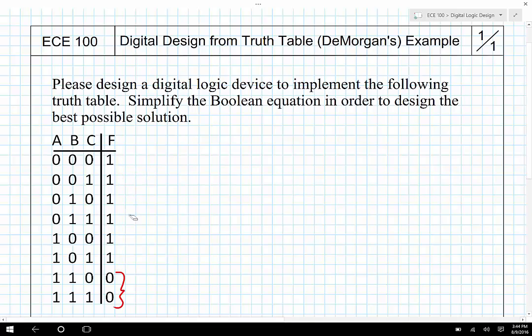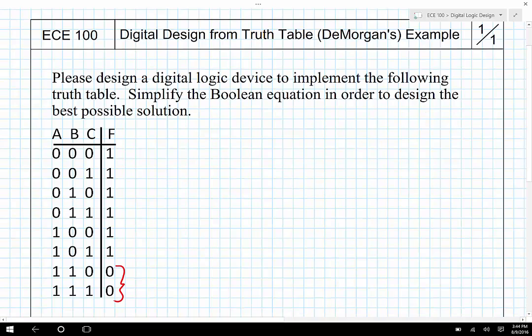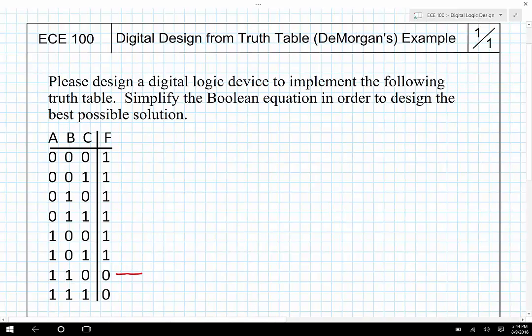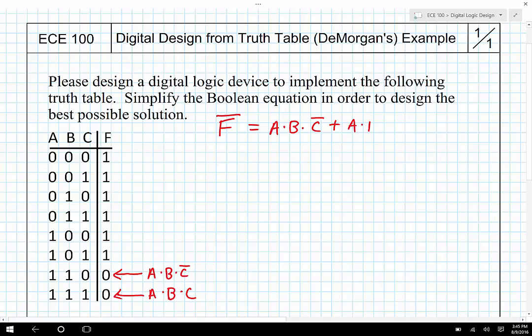So we're going to focus on the zeros. And what that means is that we're going to be deriving not f, but f bar. And so at the end, we're going to need to use DeMorgan's theorem to make our solution in the correct form. So here you can see that this would correspond to A and B and not C. And this one would correspond to A and B and C. So I can write my expression for f bar is equal to A and B and not C, or A and B and C. So I've written my expression. That's everything that I needed from the truth table.